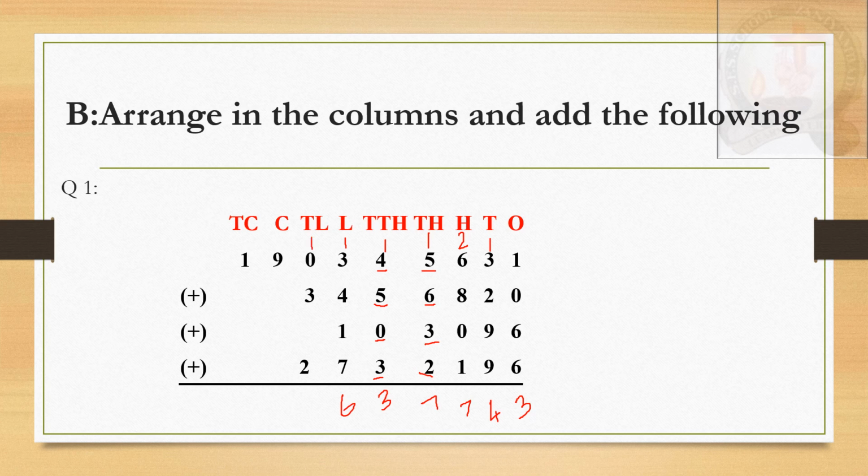So 1 plus 3 is 4, 4 plus 2 is 6. Now the 9 will come as it is because there is no number here, so it will come as it is. Now you put a comma according to the places. Now you can read 19 crore 66 lakh 37,743 is the answer for this question, children.